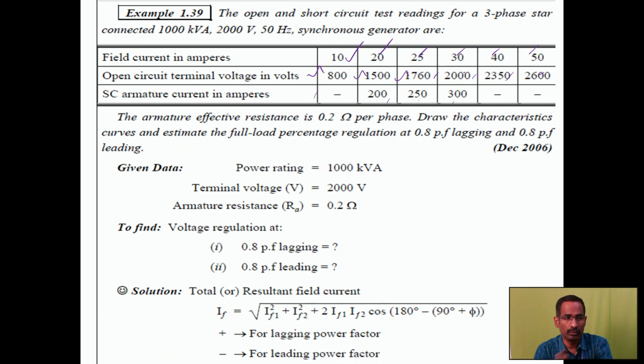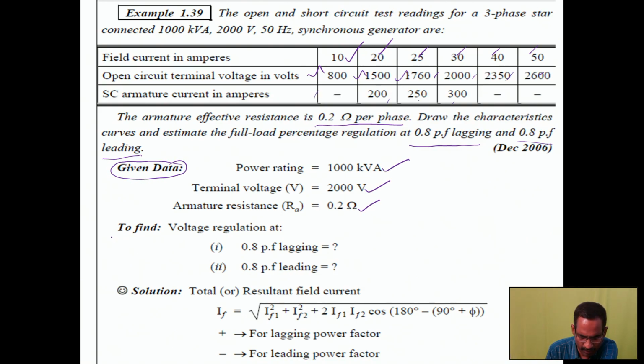Okay, so here the armature resistance value is 0.2 per phase. Then they are asking us to draw the characteristics curve and find the percentage of regulation for 0.8 lagging and 0.8 leading. So these are the given data: power rating, voltage rating, armature resistance. We are going to calculate the voltage regulation at 0.8 power factor lagging and leading.